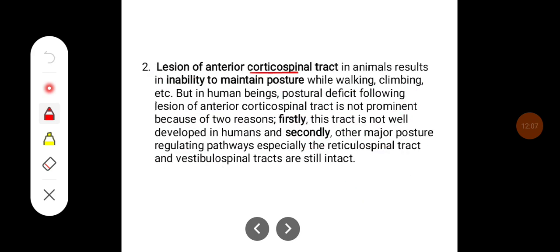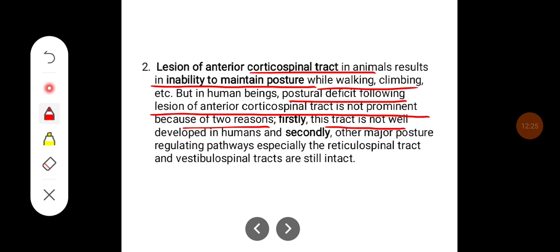Lesion of the anterior corticospinal tract in animals results in inability to maintain posture while walking and climbing, but in human beings, posture deficit following lesion of the anterior corticospinal tract is not prominent because of two reasons. Firstly, this tract is not well developed in humans, and secondly, the major posture regulating pathways, especially the reticulospinal and vestibulospinal tracts, are still intact.